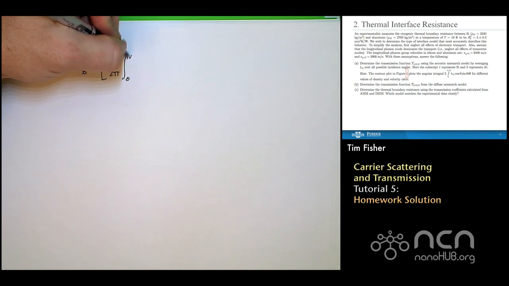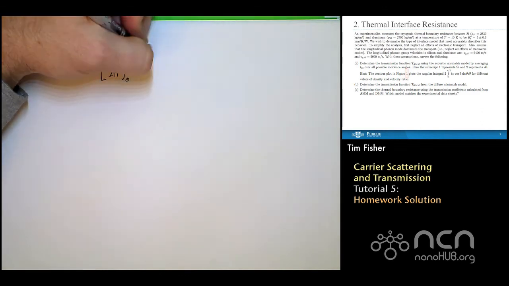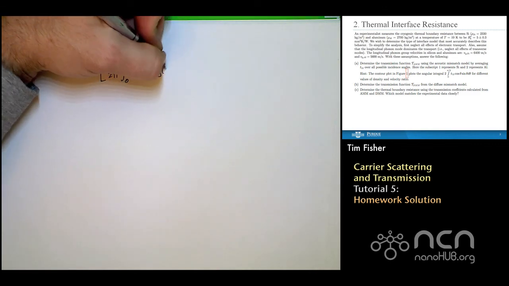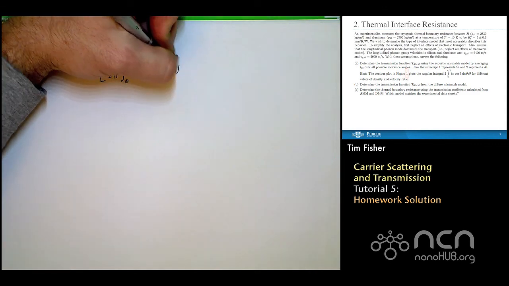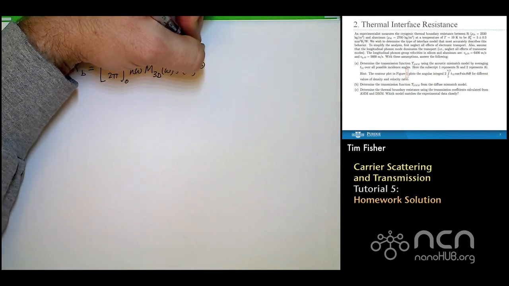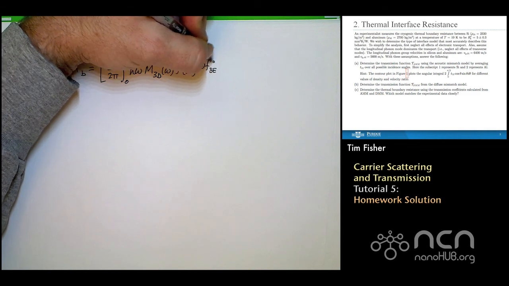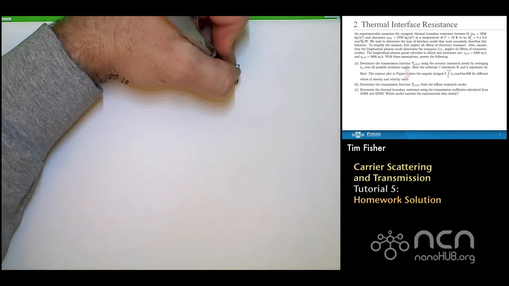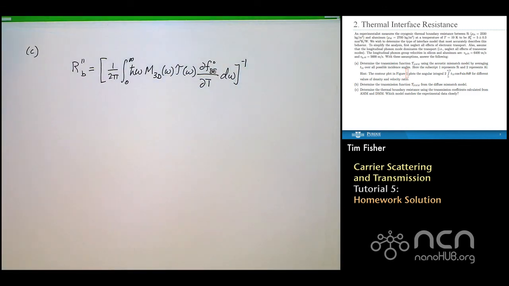This is going to be 1 over 2 pi times the integral of the carrier energy, that's h bar omega, multiplied by the mode density. In this case it's a 3D problem. That will depend on omega potentially, times the transmission coefficient, multiplied by, in this case we have Bose-Einstein statistics, the temperature derivative of that, integrated over all these frequencies. And again, it's an inverse. The integral term there is the conductance, and so the resistance is 1 divided by that.